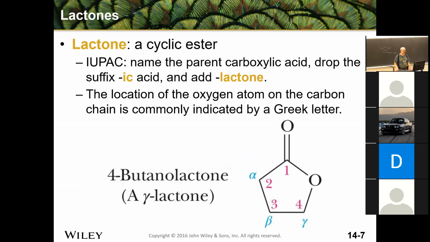You can have cyclic esters. These are called lactones. I think it's easier to use the IUPAC. A lot of these are still known by their common names. In the IUPAC, we name the parent carboxylic acid, and we drop the IC acid suffix, and we add lactone. The location of the oxygen atom on the carbon chain is commonly indicated by a Greek letter.